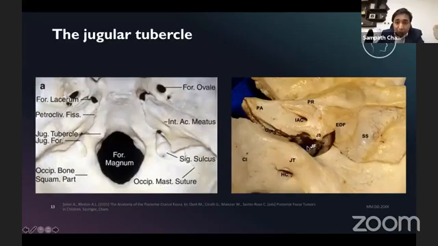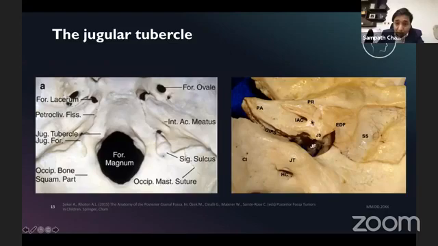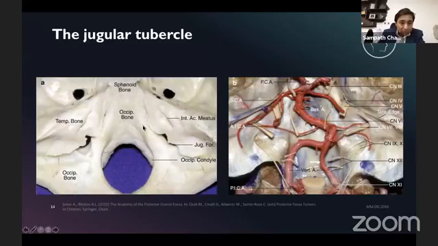So now we are talking about the middle compartment, the jugular process and the hypoglossal canal. This is the upper compartment. We look at the upper compartment: jugular tubercle upper, hypoglossal canal and the jugular process middle. And lower down, you have the atlanto-occipital joint, which is nothing but the occipital condyle area. So again, the jugular tubercle is here.